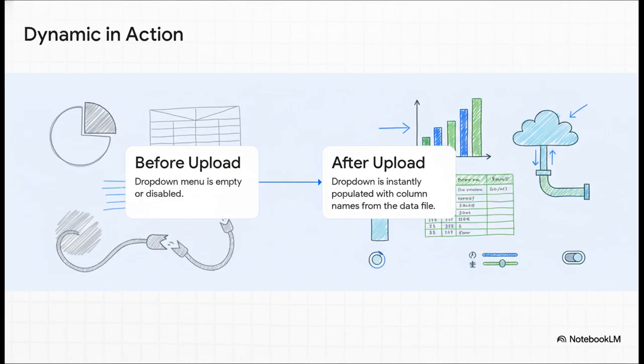And this slide just shows it perfectly. Look at step 1. Before you upload a file, that drop-down menu for selecting a variable is just empty. It's waiting. But then look at step 2. The moment you upload your dataset, Shiny peeks inside your file, finds all the column names, and instantly populates that drop-down with them. The control literally adapted to your data.